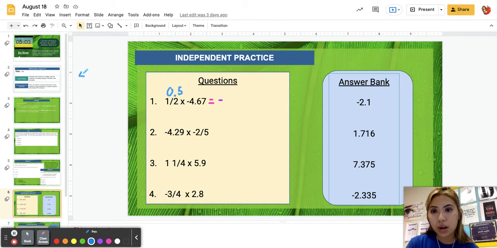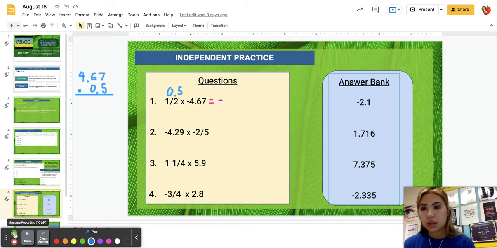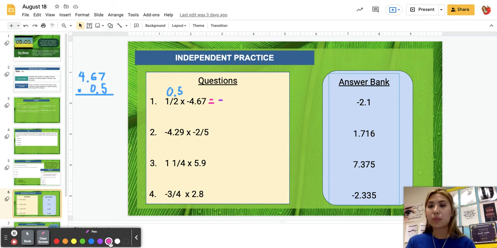We have 4.67. Because I've already figured out that my final answer is going to be negative, I don't actually need to multiply it with a negative sign. So then we have 0.5. When you're multiplying decimals, you don't actually need to line up the decimal points. That's the thing about multiplication, is that you don't need to line up the decimal points. You just have to make sure to include it in your answer at the end, in your product.